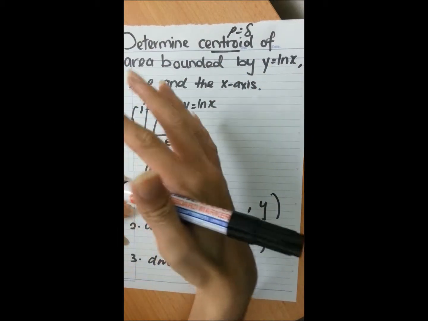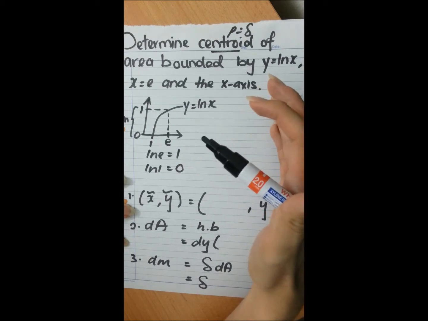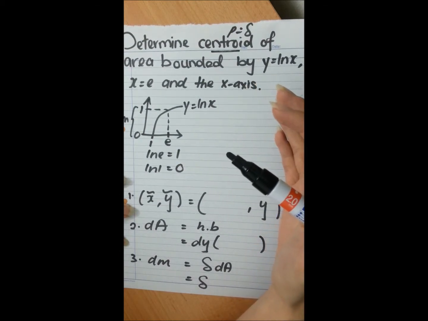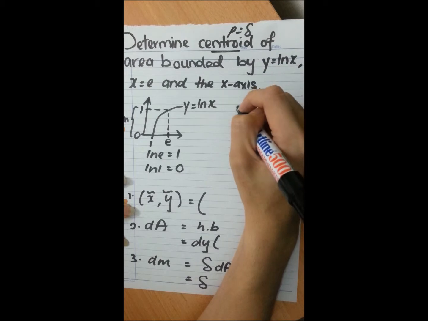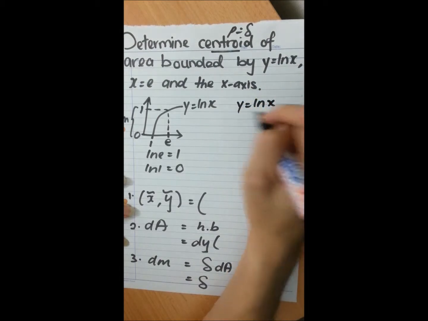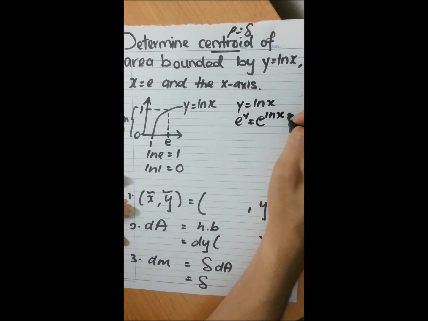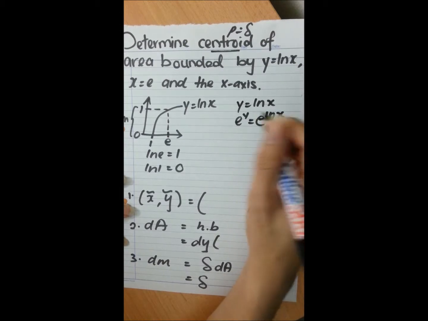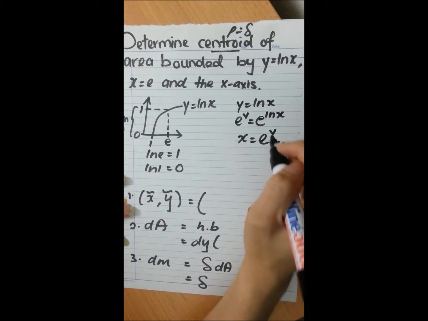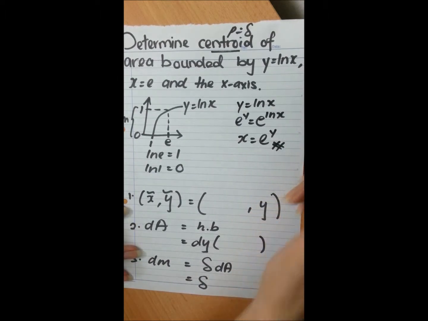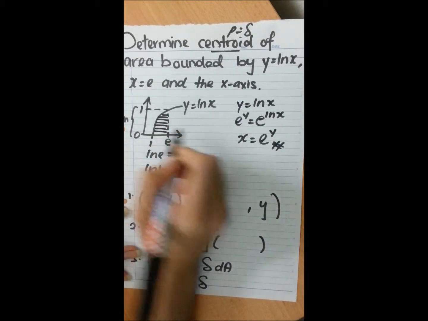Before we start off with anything else, we want to express the terms in terms of y, so that we can do the horizontal method by integrating with respect to dy. So how do we do it? y equals ln x. We take e to both sides. We get e to the y equals e to the ln x. And with that, by the law of ln, we get x equals e to the y. That's the main variable over there, the curve. So this area here is the main focus for this question.